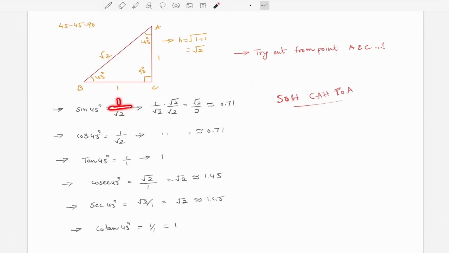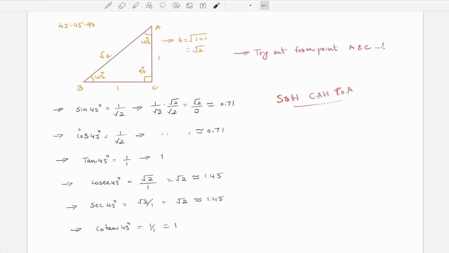If we cannot have a root in the denominator, we simply multiply by root 2 over root 2, and then the root gets cancelled. We have a 2 in the denominator and root 2 in the numerator, which is approximately equal to 0.71. I hope you're getting it.